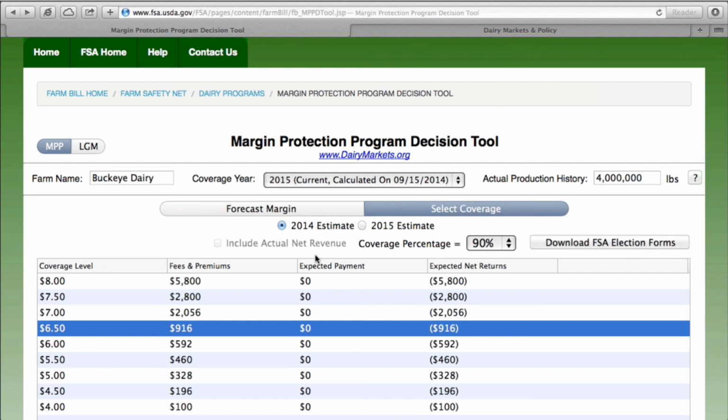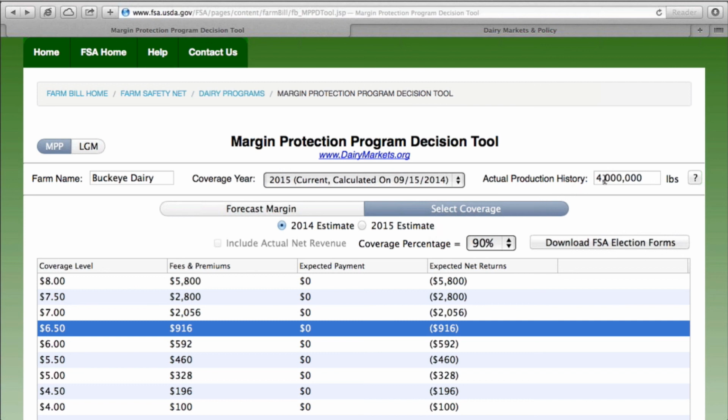Is the 4 million pounds calculated per month or per year? The 4 million pounds is an annual number. So if you produce over 4 million pounds each year, you could potentially be in a Tier 1 and Tier 2 premium category. The premium you pay is based on your covered production history. So you multiply your original production history by the coverage percentage to determine how much milk you're actually covering in the program, and then you assess that number to determine what your premium rate will be.